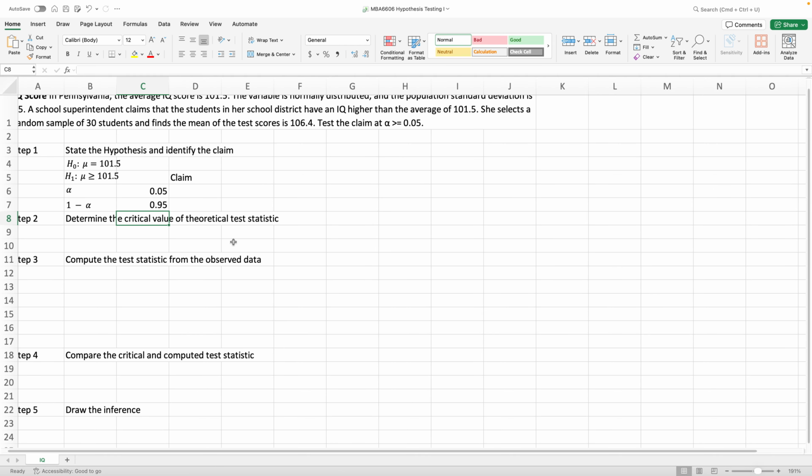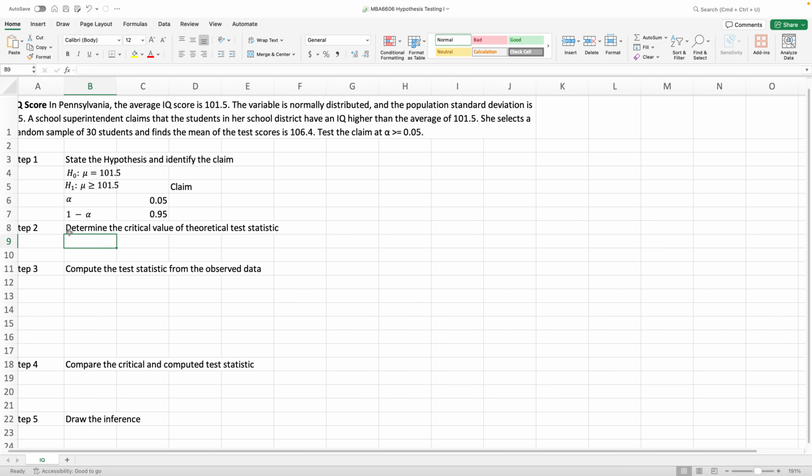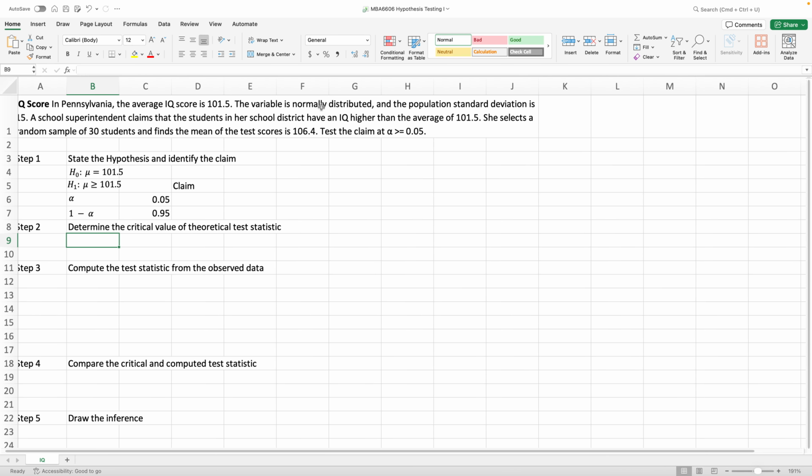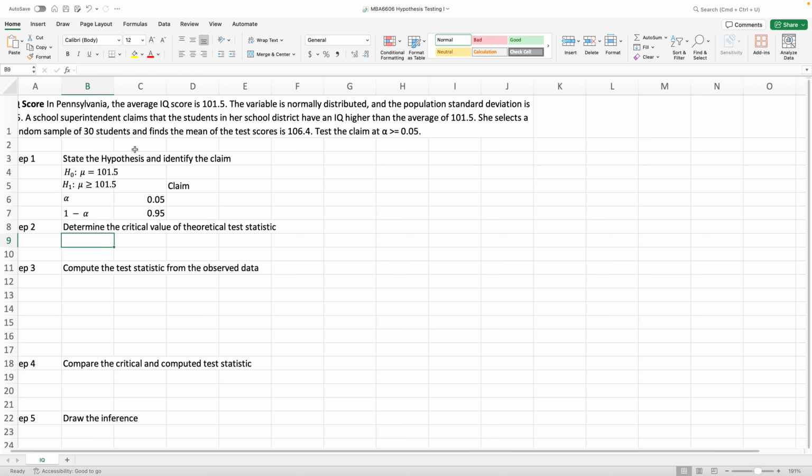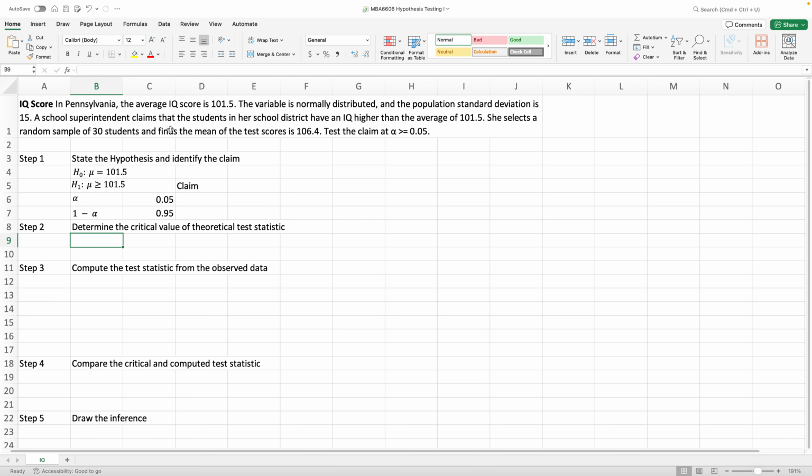Now let's check what test we are going to apply here. The variable is normally distributed, the IQ variable. The sample size is greater than or equal to 30, and we know the population standard deviation of the IQ score, which is 15. So we will be applying the z-test.